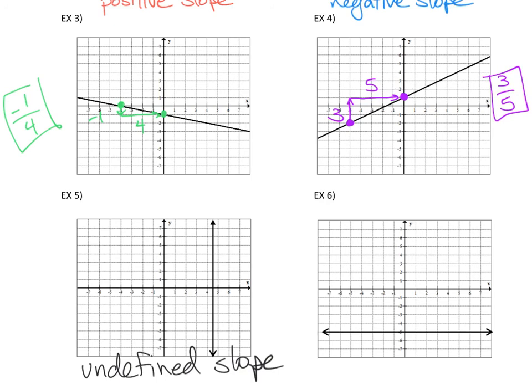We say it's undefined. Now with example 6, the slope is what we would say 0. This is a 0 slope line, and it's flat. So any horizontal line will have a 0 slope.